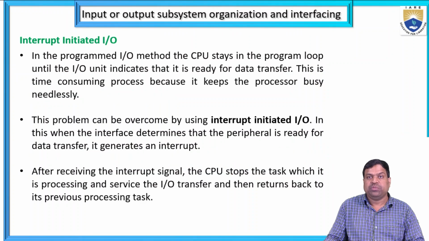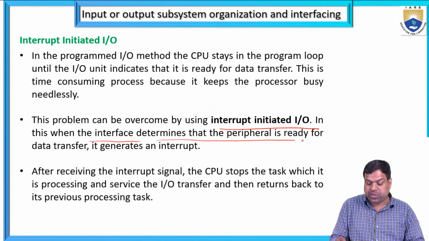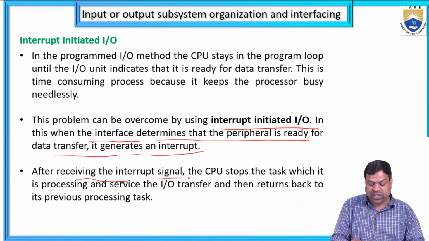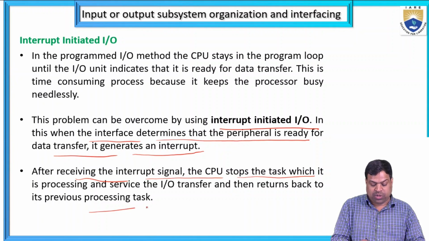In the programmed I/O method, the CPU stays in a program loop until the I/O unit indicates that it is ready for data transfer. This is a time-consuming process because it keeps the processor busy, and the problem can be overcome by using interrupt-initiated I/O. When the interface detects that the peripheral is ready for data transfer, it generates an interrupt. After receiving the interrupt signal, the CPU stops the task it is processing, services the input output transfer, and then returns to its previous process.